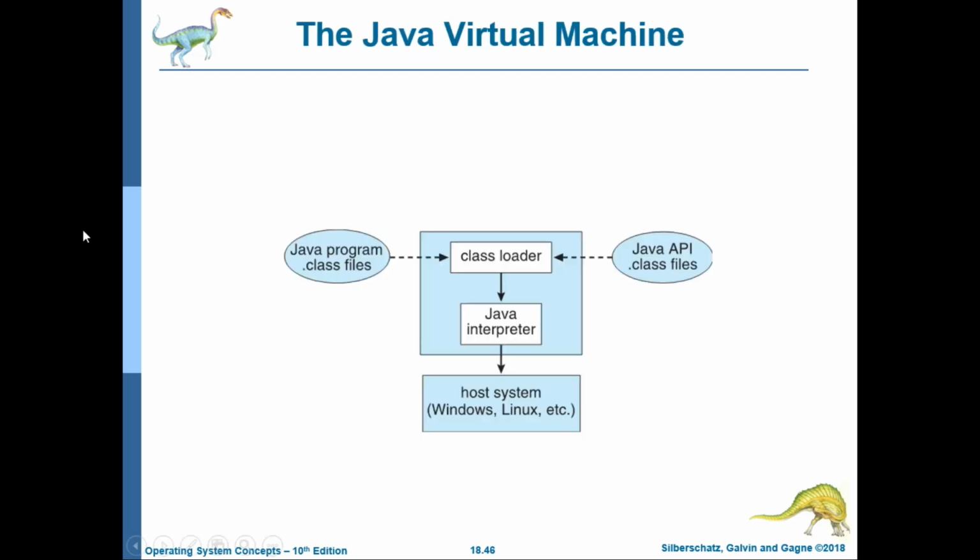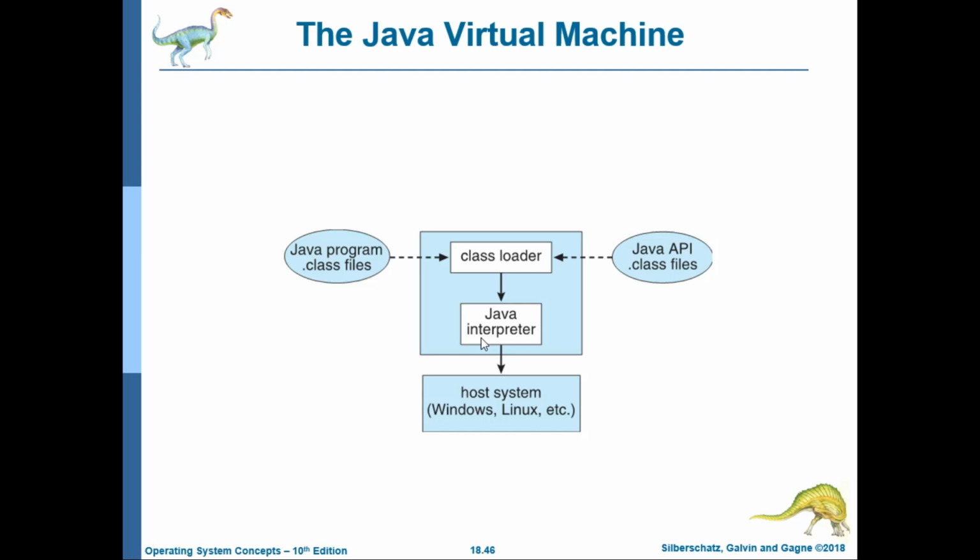So this is an illustration of the Java virtual machine. We have the Java program .class files and the Java API .class files. The class loader loads the compiled .class files from both the Java program and the Java API for execution by the Java interpreter. Here we have the Java interpreter.